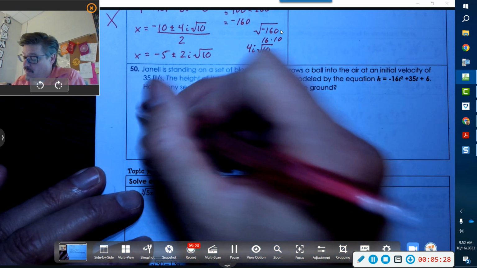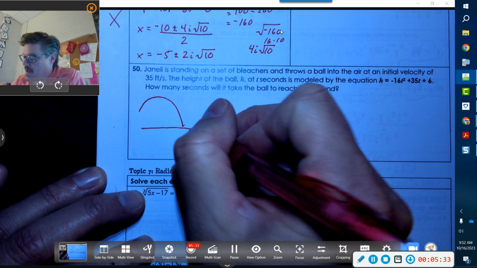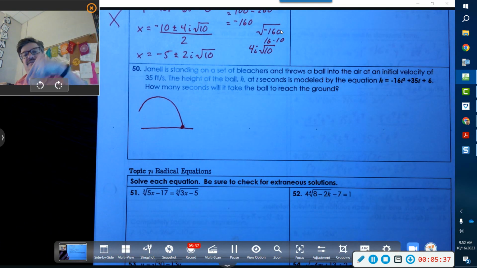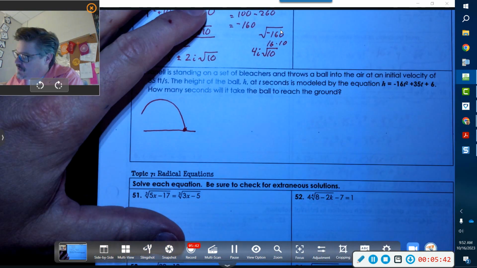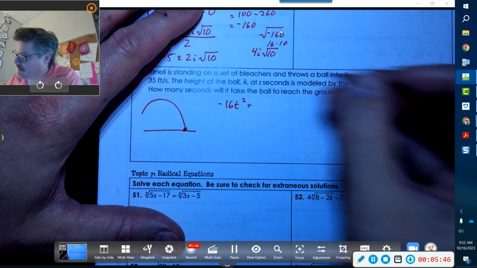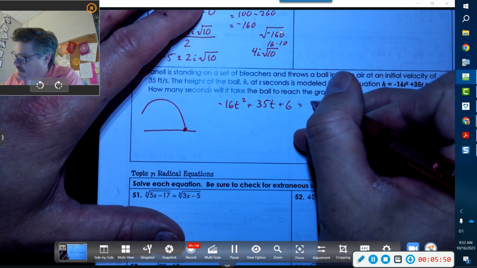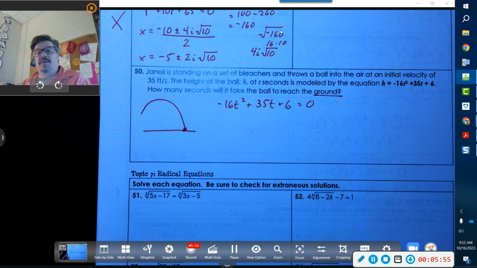Okay, so if we are 6 feet high and we throw it and it hits the ground, whenever you see the word ground, that means when does it equal 0? When is the height equal to 0? So what we're doing is kind of the same thing here. We are solving for this quadratic to equal 0. When does it equal 0? So if you ever see hitting the ground, that's when it reaches 0. Okay? All right.